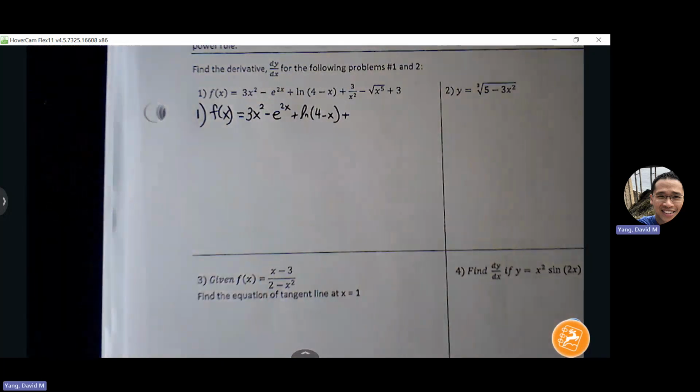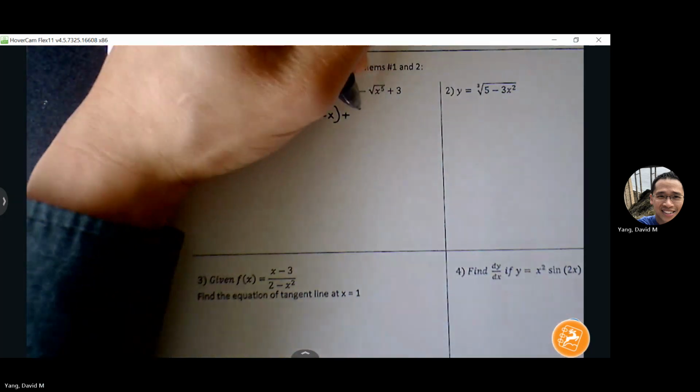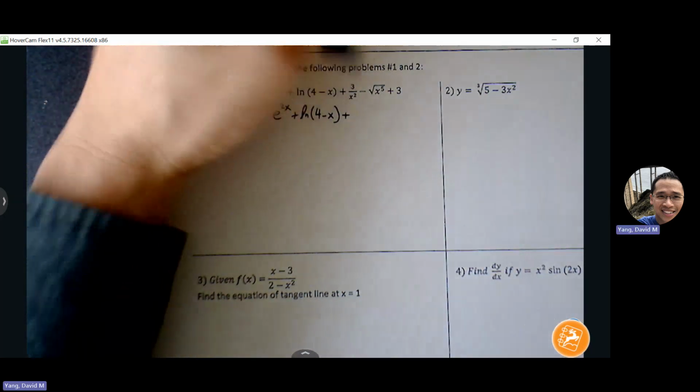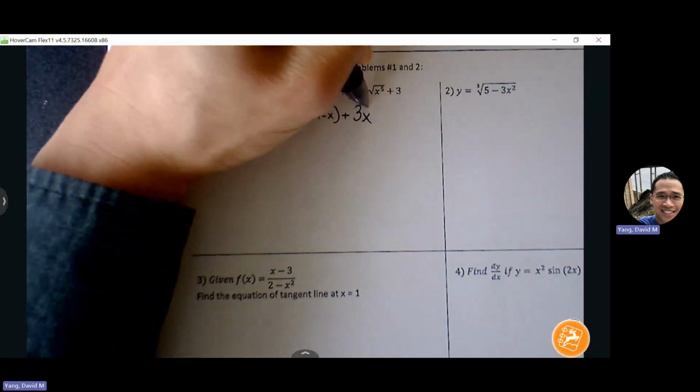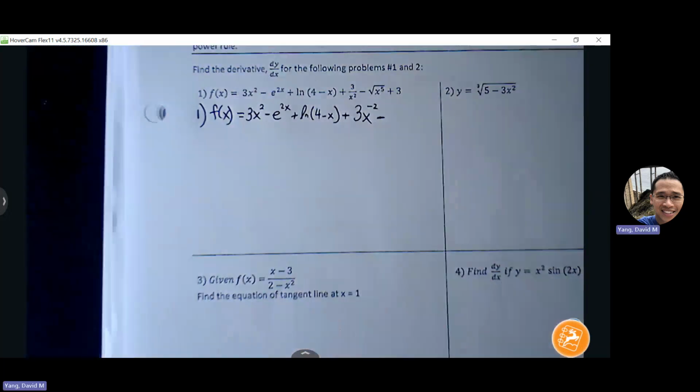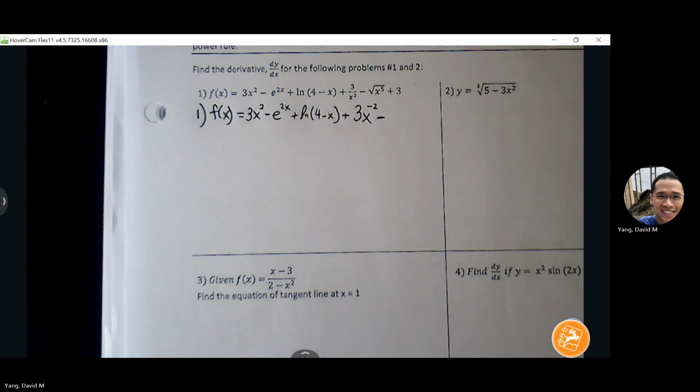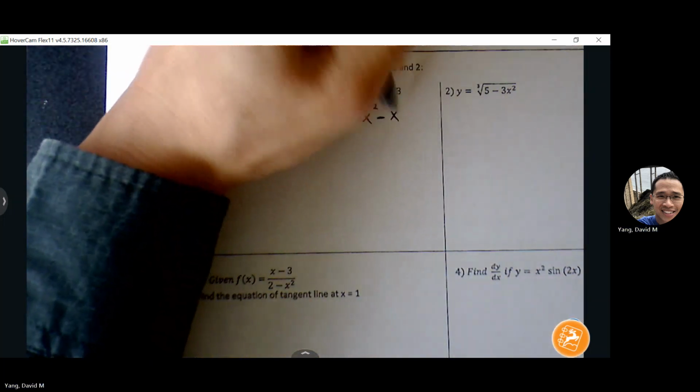But this next one here, 3 over x squared, I can rewrite that as what? How can I get this term ready for power rule? Yeah, 3x to the negative 2. And then root x to the 5th. Yeah, x to the 5 over 2.